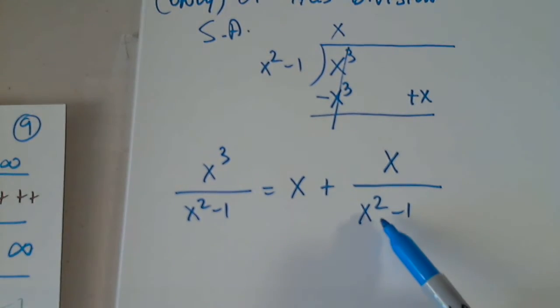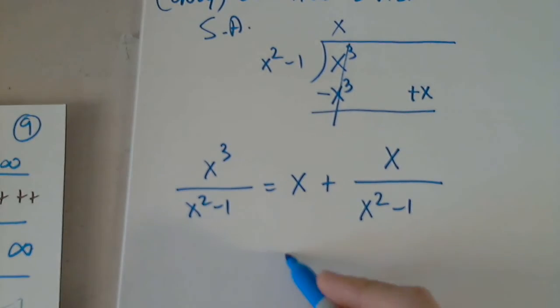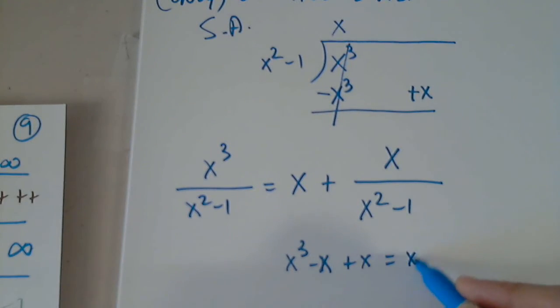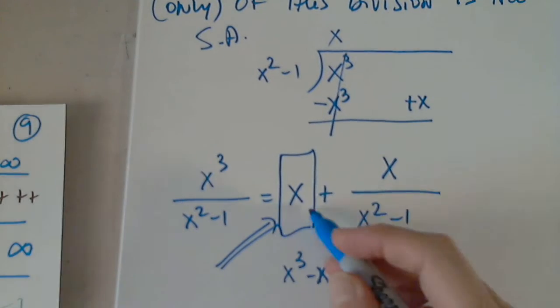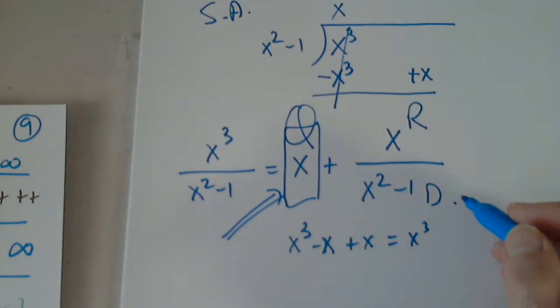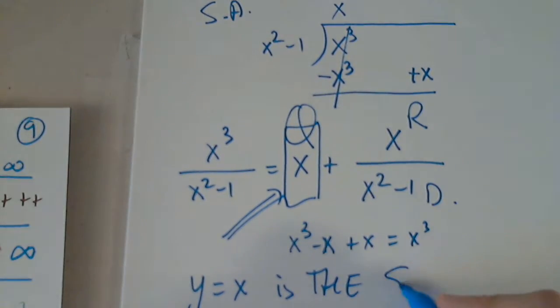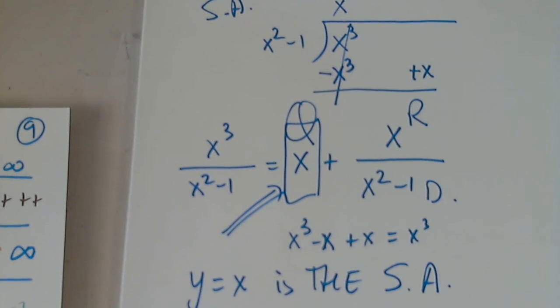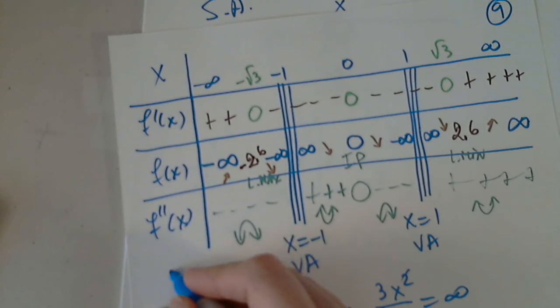Very easily. X squared times x, when I multiply these two and add x, x to the third minus x actually plus x, and I get x to the third. So only this, only the quotient, this is the quotient, this is the remainder, and this is the divisor. Only the quotient, y equals x, is the slant asymptote. And it has to be graphed. So somewhere next to the table, close by, I will write y equals x slant asymptote so I don't forget.